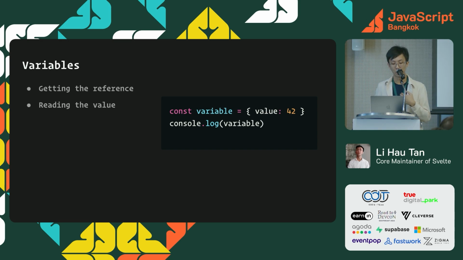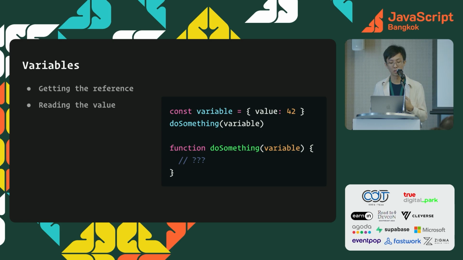We know that it will read the value from the variable object because we see the value printed out in the logs. But the variable itself has no way to know whether its value is being read, right? For example, I pass this variable into a function called doSomething. I wouldn't know whether my value is being read.